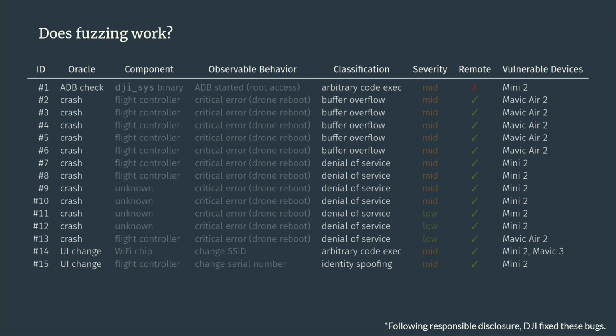Well, yes, our fuzzer produces 15 bugs overall on different DJI drones, ranging from arbitrary code execution in 2 cases, and also one bug which we called identity spoofing, because the fuzzer triggers a change of the serial number of the drone, which should be immutable. The serial number is also transmitted in the DroneID packets, which I mentioned earlier. And if you change the serial number, you spoof your identity. The last 2 bugs were also notably found by our UI oracle.